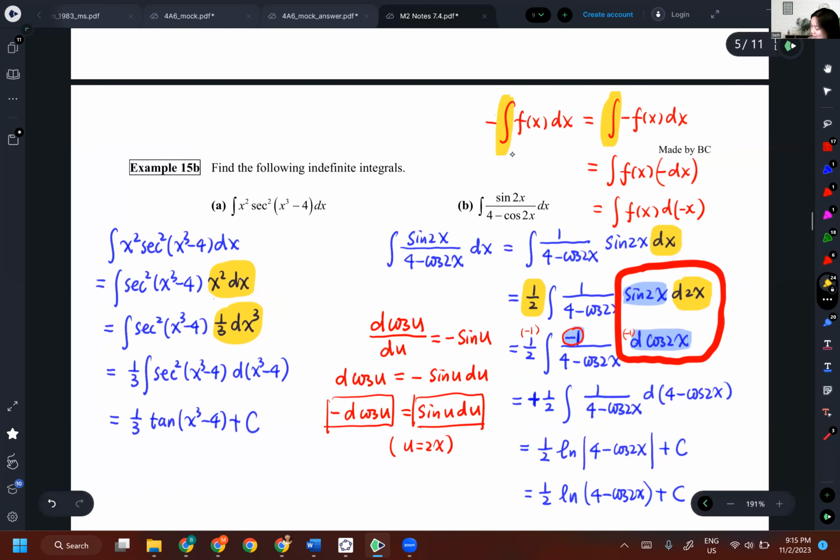Now, bear with me. Differentiation is delta y over delta x, but you will send delta x to 0. That's differentiation. Differentiation is dy over dx.